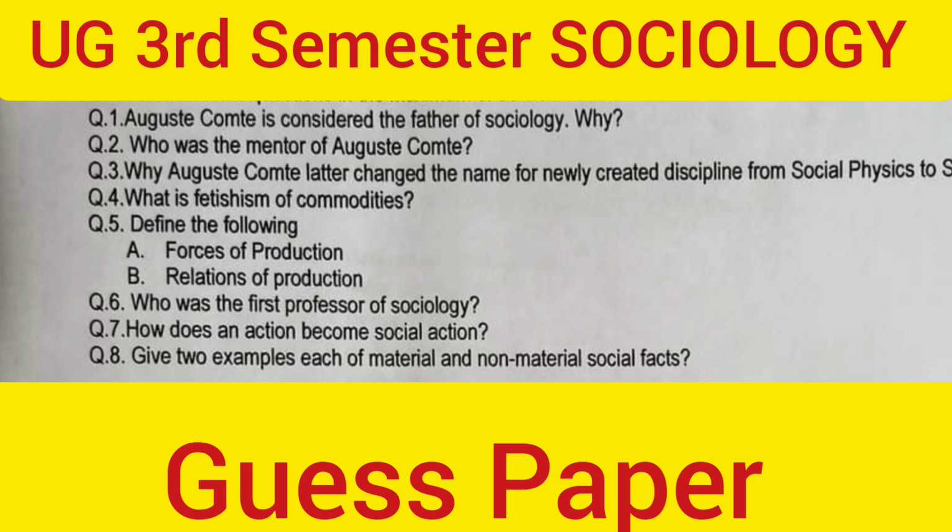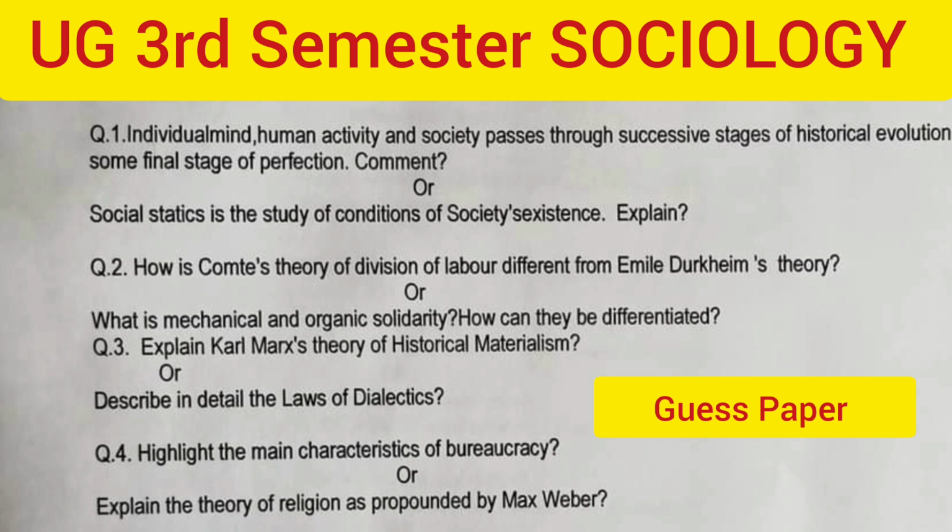Question number 5, define the following: A, forces of production, B, relations of production. Question number 6, who was the first professor of sociology? Question number 7, how does an action become social action? Question number 8, give 2 examples each of material and non-material social facts. Now let us discuss the medium answer type questions.